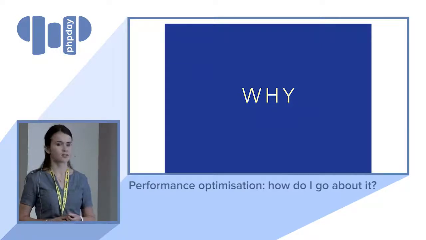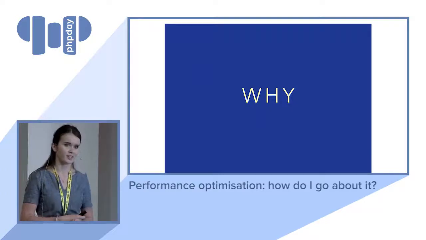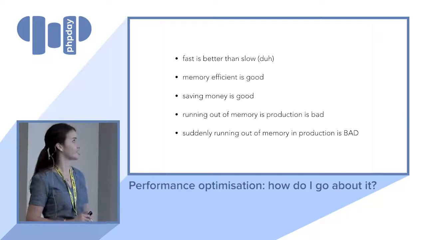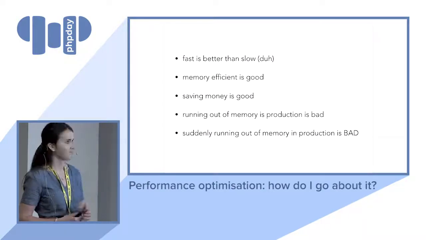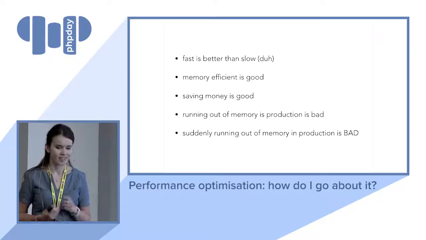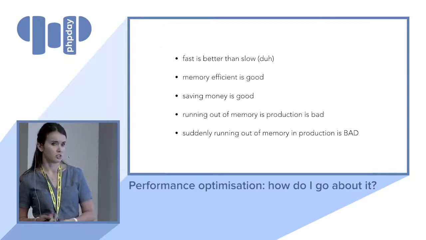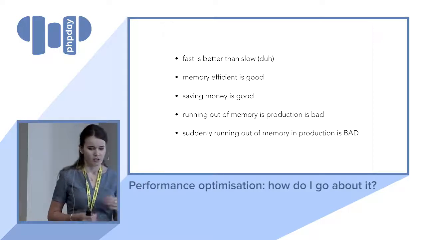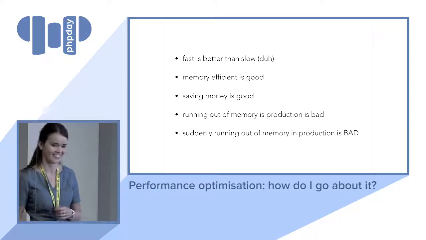So let's start with the basics. Let's start with why you should care about performance. I'm not going to spend too much time on this, because hopefully it's obvious to everybody. In case it's not obvious, how about this? Fast is better than slow. Duh, that's obvious, right? Memory efficient is good. Using fewer servers to run your apps is good, because you're saving money that way. Running out of memory in production is bad. And suddenly running out of memory in production is really bad.